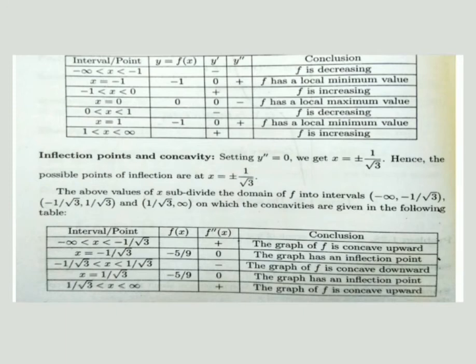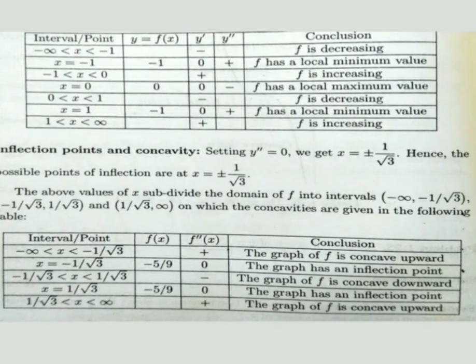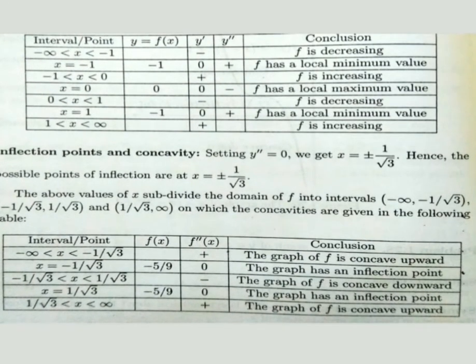So as y dash is 0, we can say that f has a local minimum. And in the interval minus infinity, minus 1 to 0, y dash is plus, so f is increasing. At x is equal to 0, what will we obtain? y is 0, y dash is 0, y double dash is negative. So f has a local maximum. Next, in the interval 0 to 1, y dash is negative, f is decreasing.